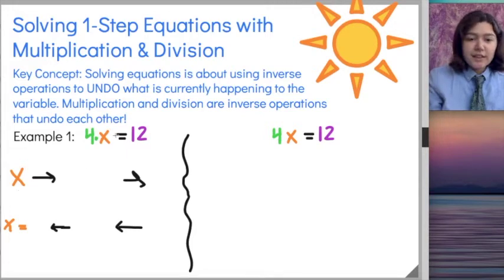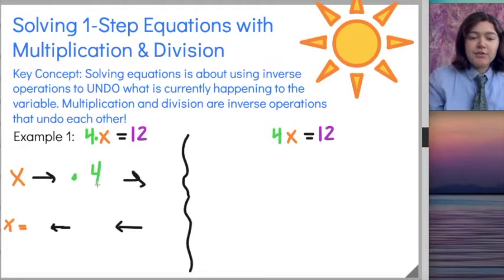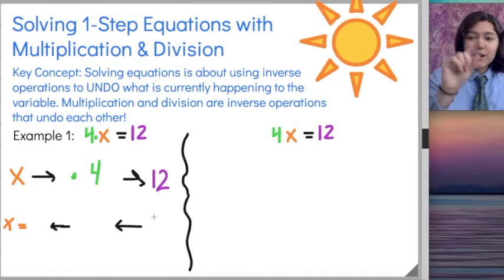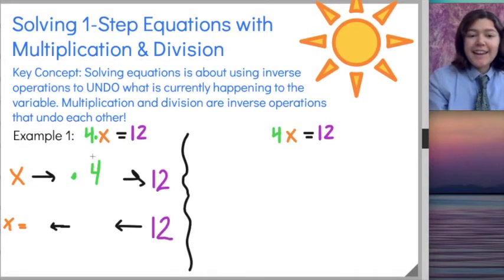Well, if I look at this side of the equation, what's currently happening to x is it's getting multiplied by 4. So that's what I'm going to write here. I have x, it's getting multiplied by 4. And then what happens when I do that? What do I get when I take x and I multiply by 4? I get 12. So to solve the equation, we're going to undo what's currently happening. So we're working in the reverse order. To get my answer, I'm going to take 12, and I have to undo multiplying by 4.